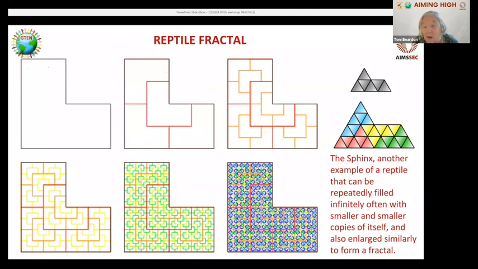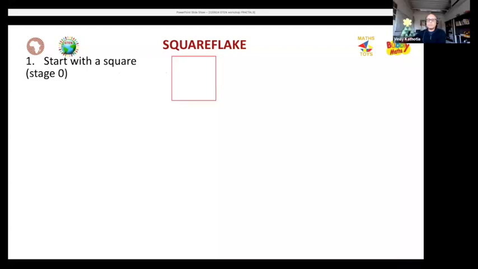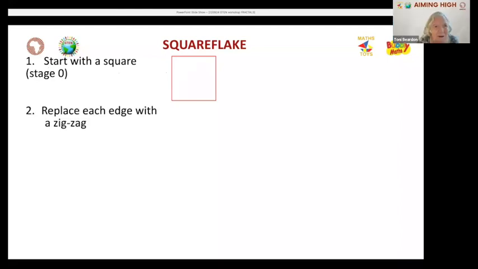And same thing applies to the Sphinx as the L shape. Now we're coming on to a curve. You start with a square here. That's our stage naught. And we're going to make a square flake, not a snowflake, a square flake, by replacing each edge with a zigzag.